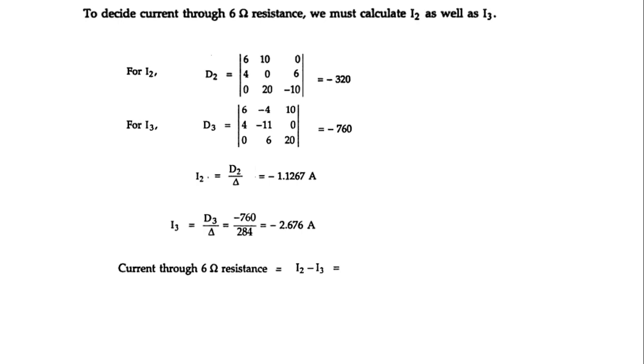Finally, the current through the 6 ohm resistance is the difference between I2 and I3. I2 is minus 1.12, I3 is minus 2.676. Finally, we have the value 1.5493 amps that is flowing from terminal C to terminal F.